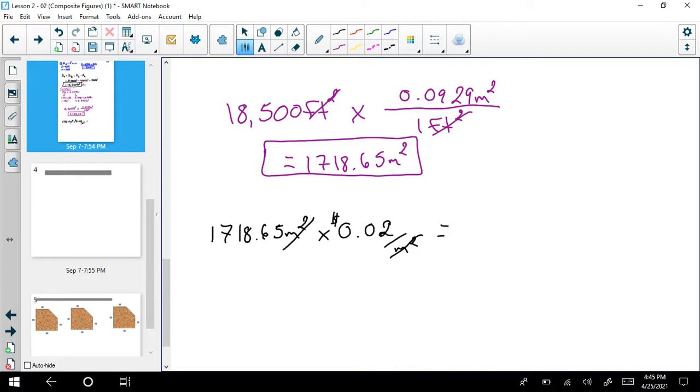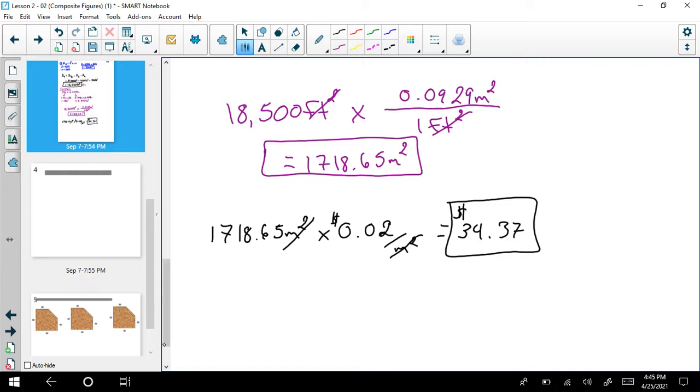So I'm going to do 1,718.65 times 0.02, which is going to give me $34.37. So that right there is going to be how much it costs to mow that lawn.